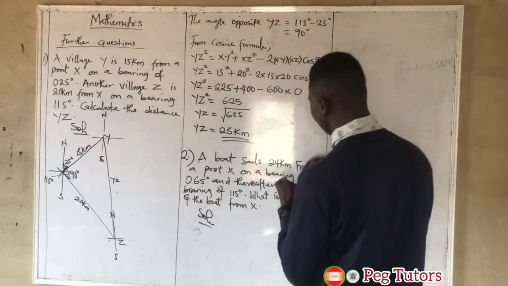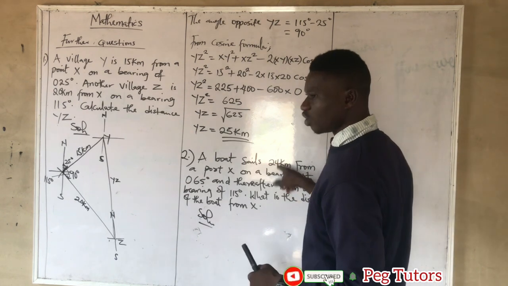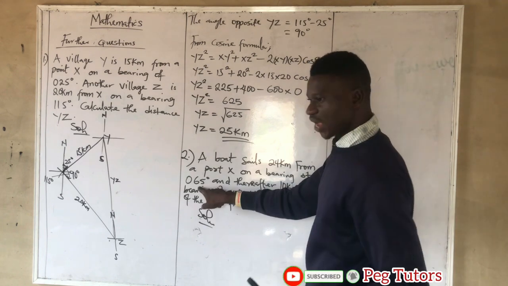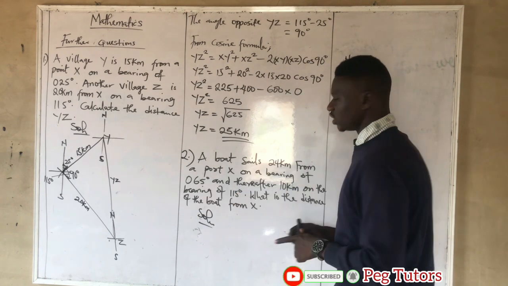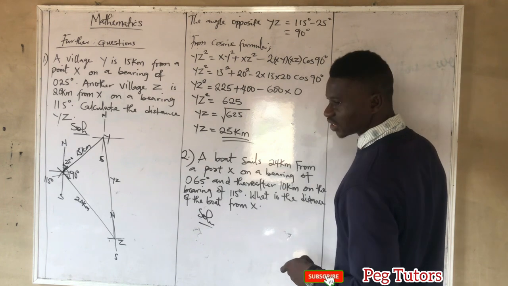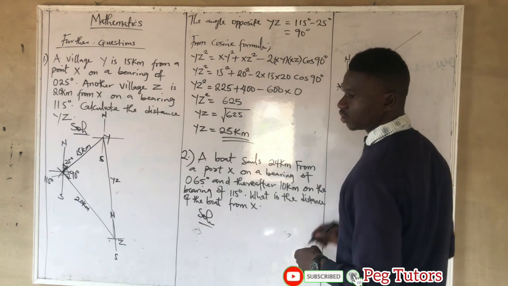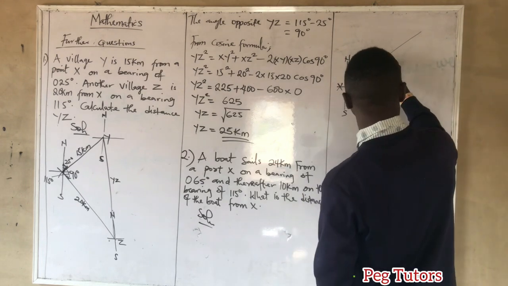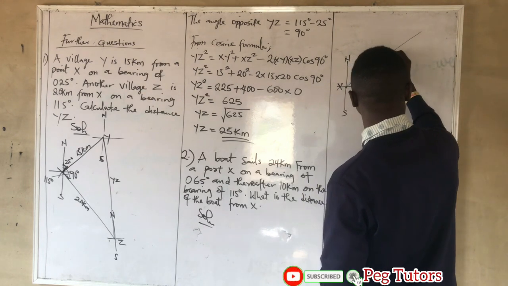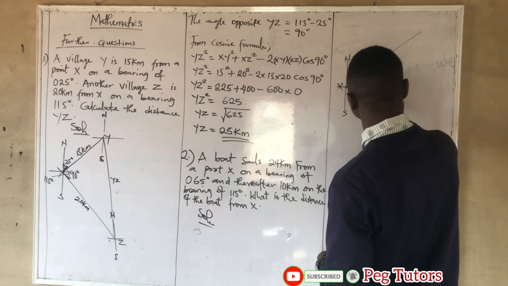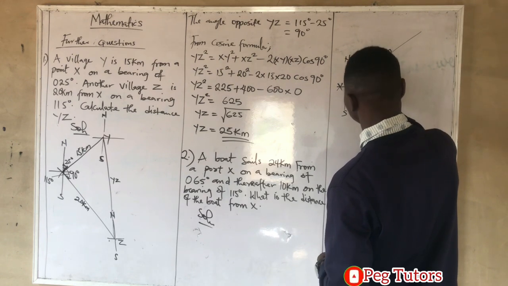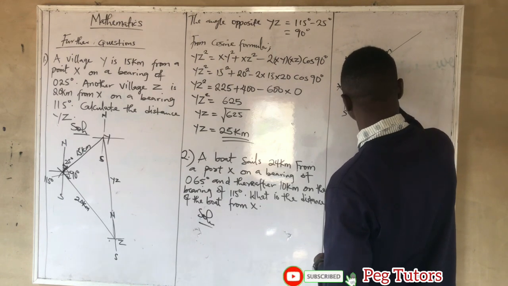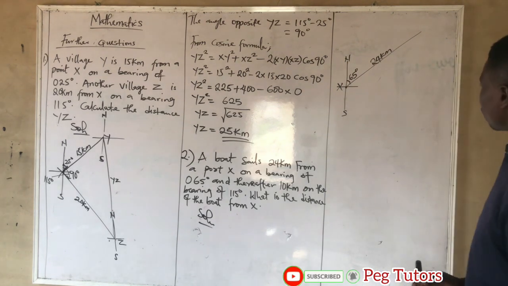Now at position X, it sailed 24 kilometers at a bearing of 65 degrees. So where will 65 degrees be? Northeast. So move this way. So this was its movement, and the movement was 24 kilometers. And the bearing from north to this place is 65 degrees. So we have located it now.